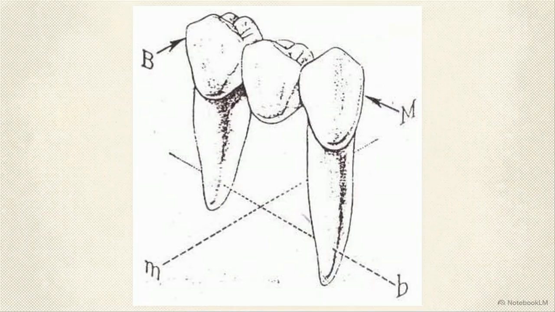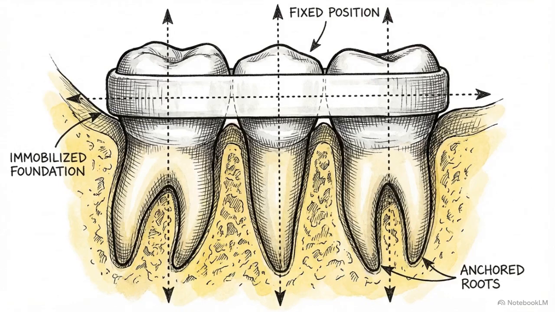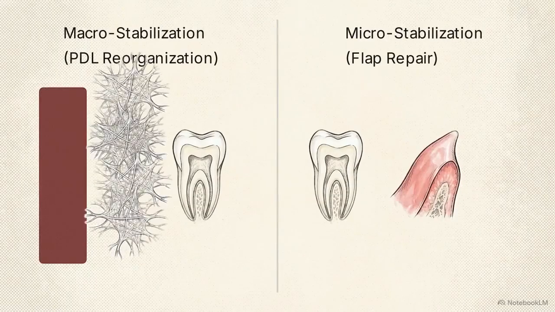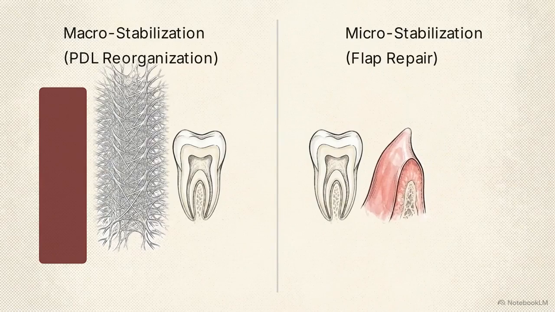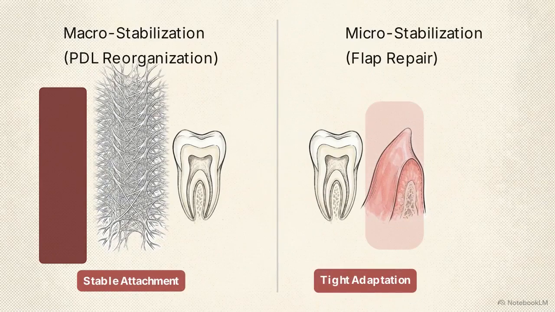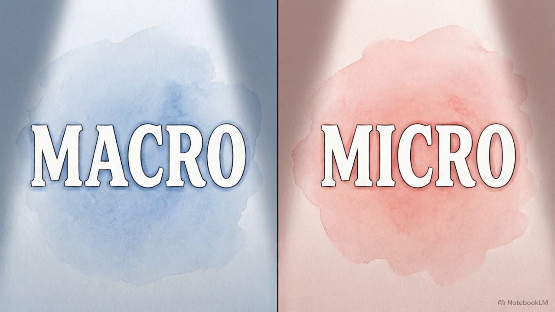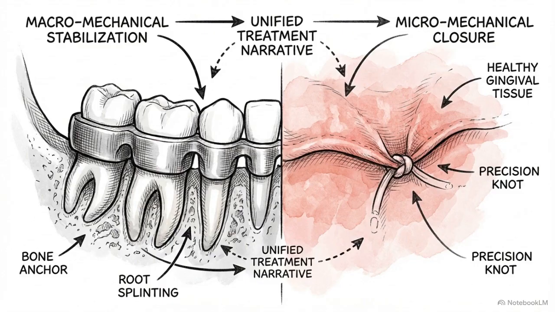This diagram illustrates a splint, a mechanical appliance that rigidly joins multiple teeth together. The intersecting MB axes show how this appliance distributes occlusal forces across a wider surface area to reduce the burden on any single tooth. The biological goal of splinting is to provide an immobilized foundation. It allows the periodontal ligament to reorganize and heal while the soft tissue flap repairs itself. Long-term periodontal survival requires the clinician to master two distinct physical domains: the macromechanical stabilization of the bone and tooth, and the micromechanical closure of the surrounding tissue.